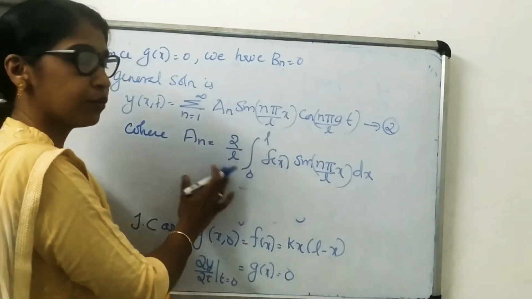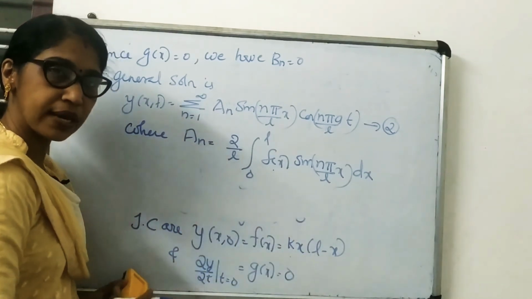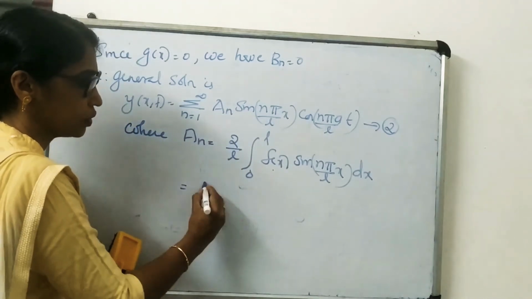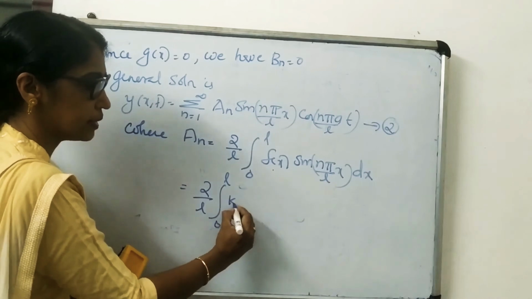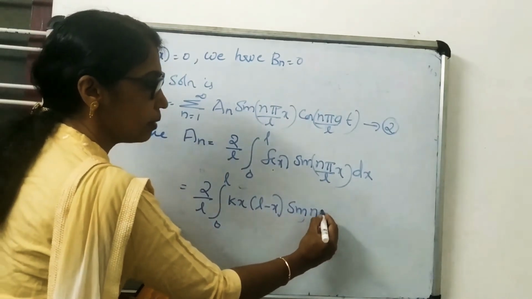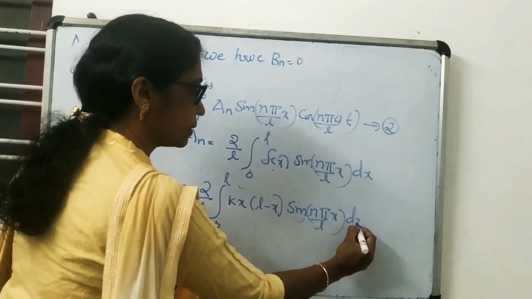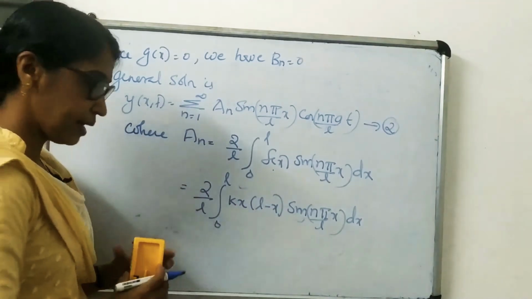Okay, now I am going to integrate this. We all know that f of x equal to kx into L minus x. So an is equal to 2 by L into integral 0 to L of kx into L minus x into sin n pi by L x dx. Here k is a constant, so I am taking k outside.